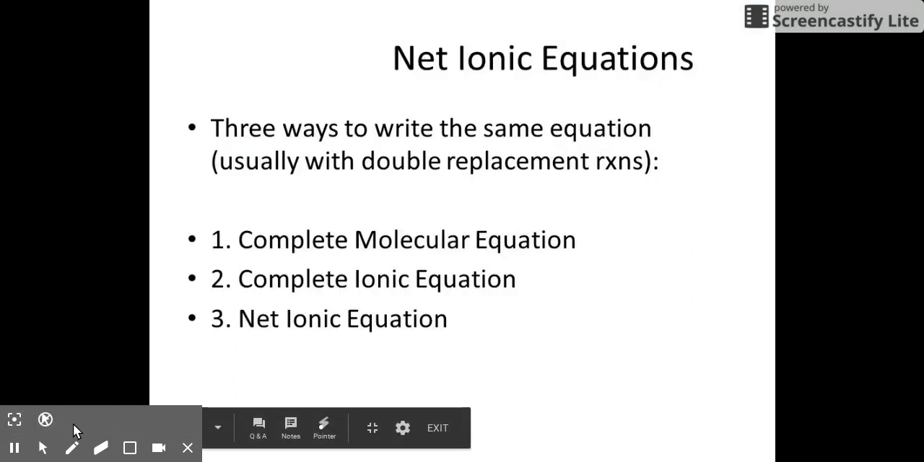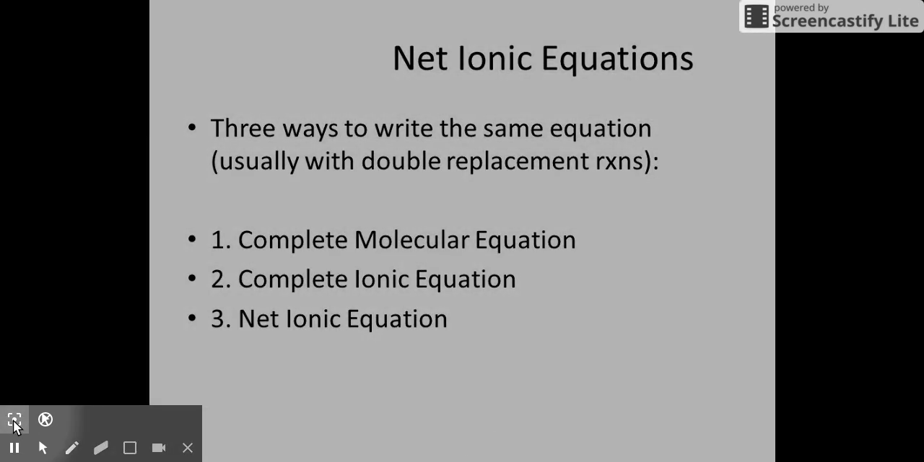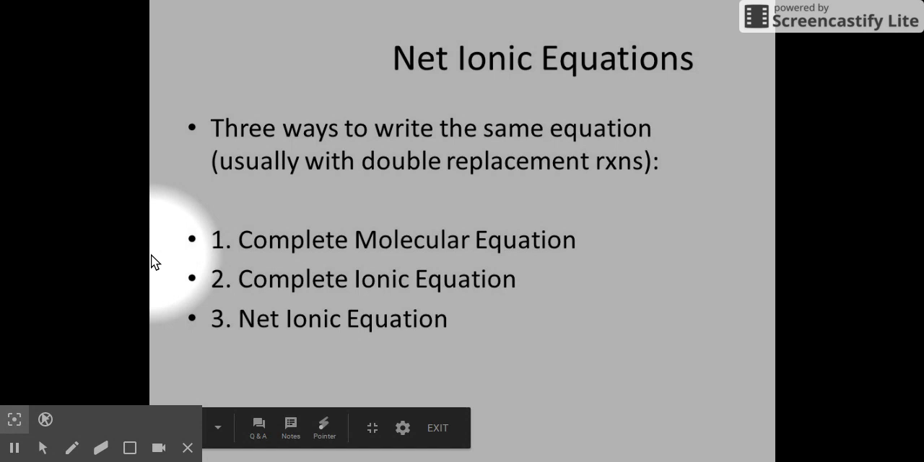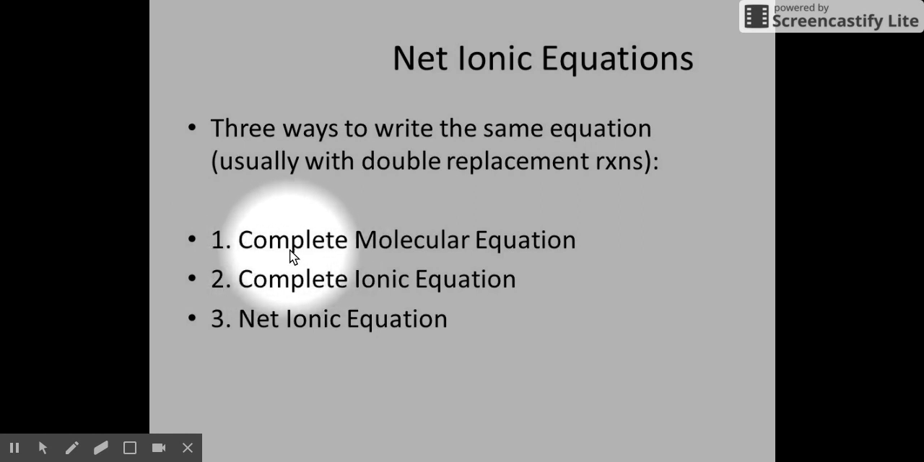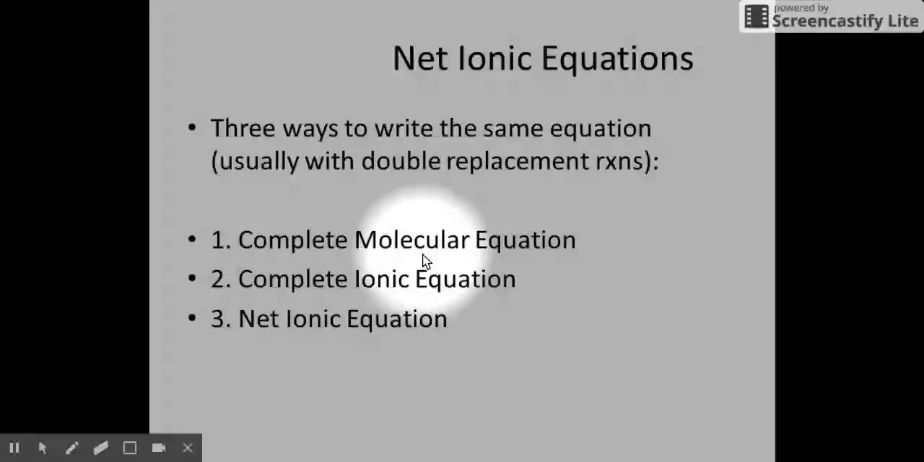When we talk about net ionic equations, there are three steps that we have to complete before we can come up with our net ionic equation. Please remember this. The first one is we must have a complete molecular equation. The molecular equation is simply our balanced chemical equation. So always start with that, so we will be assured that the substances before the reaction and after the reaction are the same.